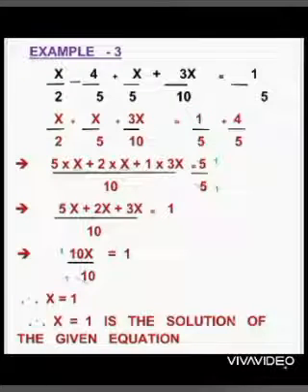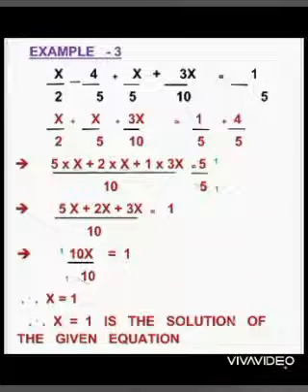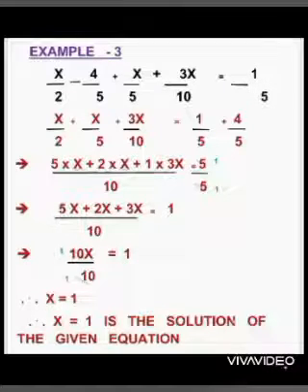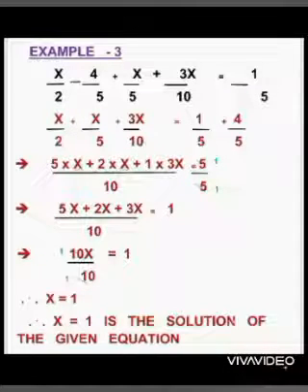Now let us move to the next example, children. x by 2 minus 4 by 5 plus x by 5 plus 3x by 10, which is equal to 1 by 5. Okay, first let us transpose the constant minus 4 by 5 to the right hand side. So what you will get here? x by 2 plus x by 5 plus 3x by 10, which is equal to 1 by 5 plus 4 by 5.